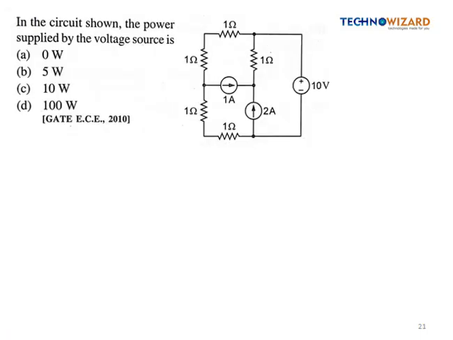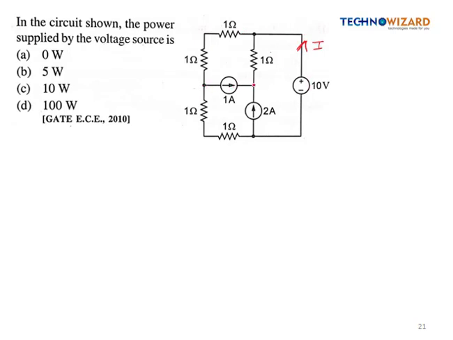Okay, so this is our next question. In the circuit shown, the power supplied by the voltage source is, okay, so in this circuit we have to calculate the power supplied by the voltage source. Suppose this is a voltage source and this voltage source is supplying the power. It means the current must flow out from here, then only it will supply the power. If the current is in the opposite direction, then this voltage source will be absorbing. But it is supplying the power, so the direction of current will be like this.